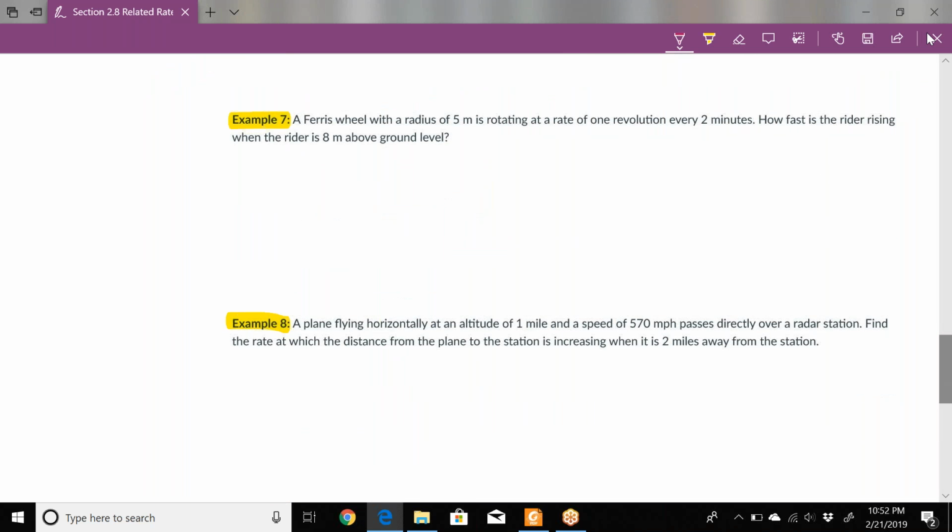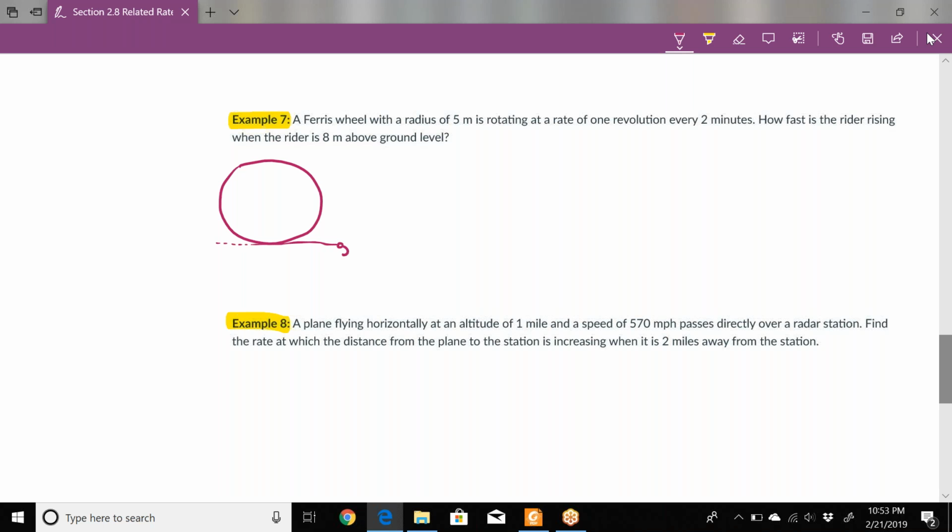7 says that we have a Ferris wheel with a radius of 5 meters that is rotating at a rate of 1 revolution every 2 minutes. We'll have to talk about what that means in a minute. How fast is the rider rising when the rider is 8 meters above the ground? So let's try to draw a picture of a Ferris wheel. And remember, the base at the bottom comes to ground level when it's at rest.